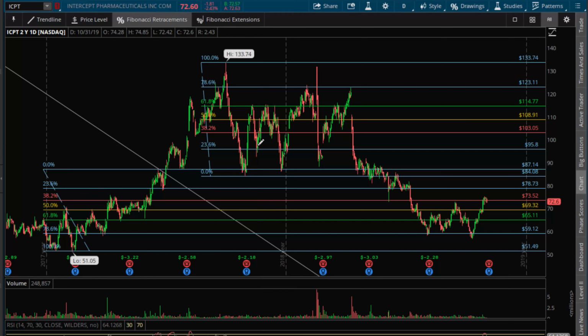So you're just looking for the levels that it finds support, or if on the short side, resistance of these levels. And when this stuff lines up with previous support and resistance, or trend lines, or any other indicator that you're using, these tend to work really well.